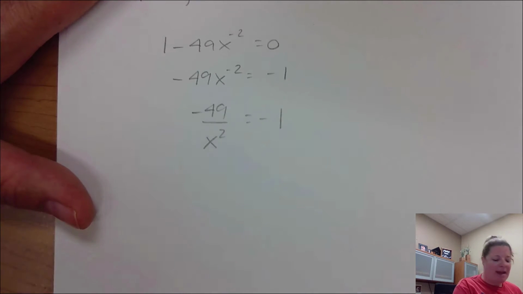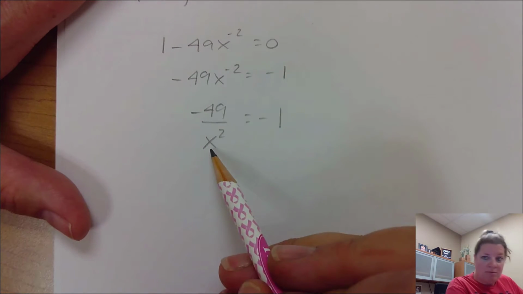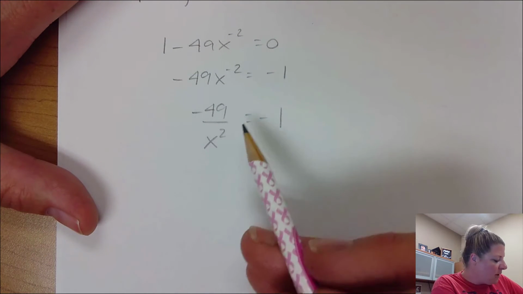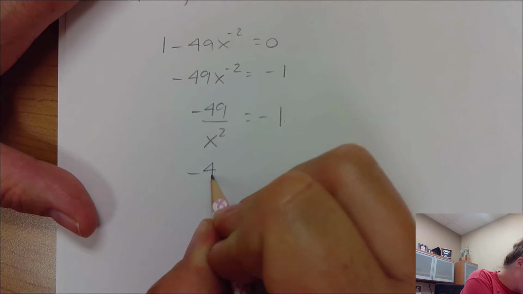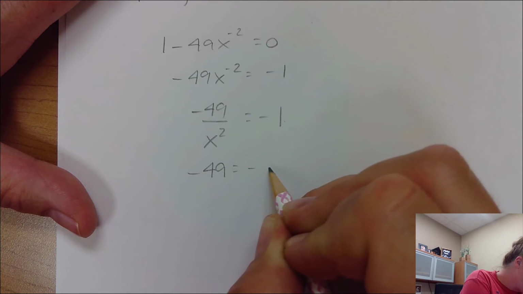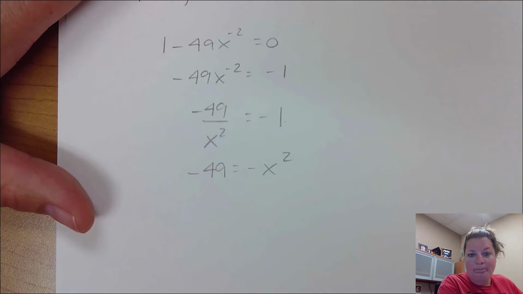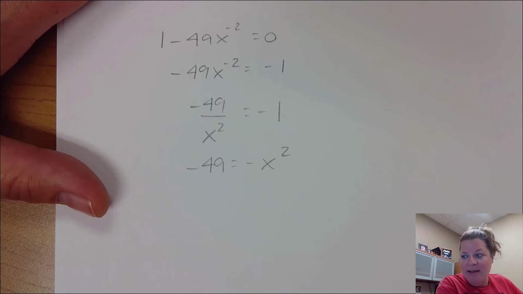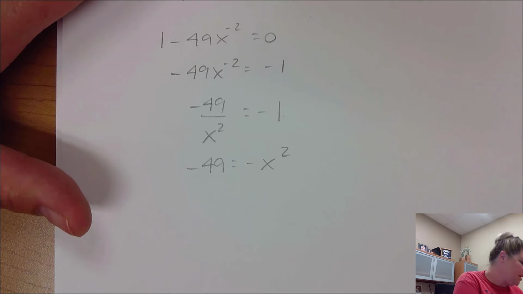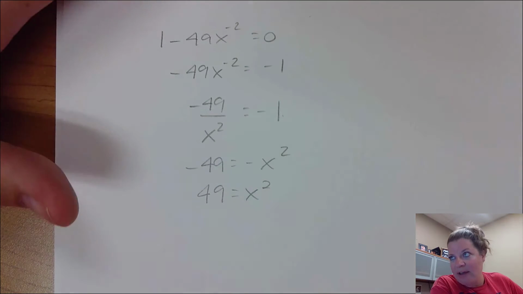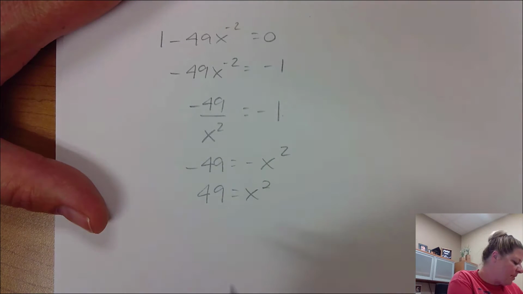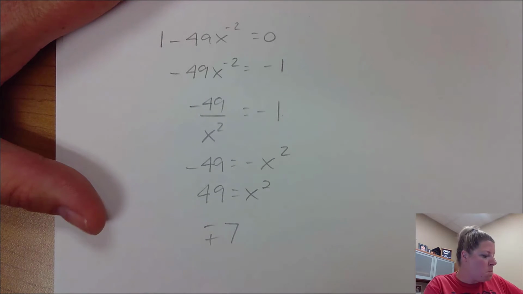I could do more of it in my head, but I shouldn't do it that way for you. So this one I can multiply both sides by the negative 1. So it becomes 49 equals x squared. Okay, then I'm going to take the square root of both sides. So where are my critical values? They're at negative and positive 7.